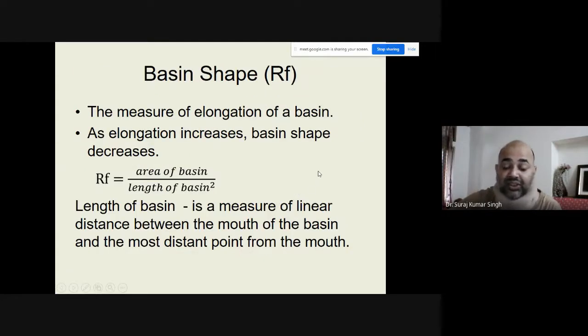Now comes basin shape, how the basin shapes look. The basin shape is a measure of elongation of a basin. As the elongation increases, the basin shape decreases. Meaning if it is more elongated, rather than circular, the density will be less, and if it is small, the density will be high. Now, the length of a basin is a measure of the linear distance between the mouth of the basin and the most distant part from the mouth.